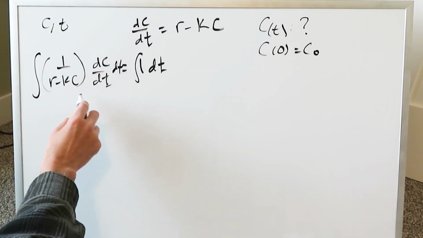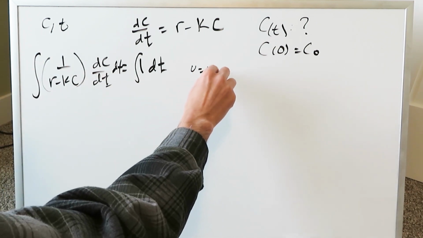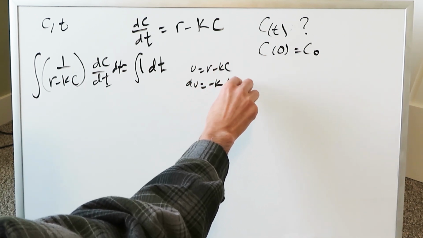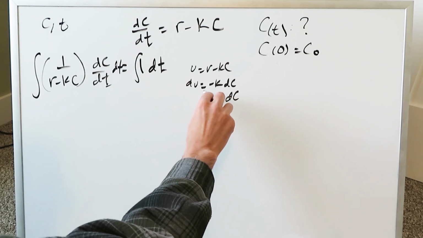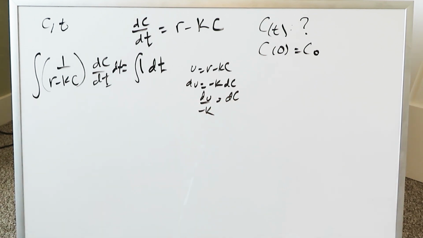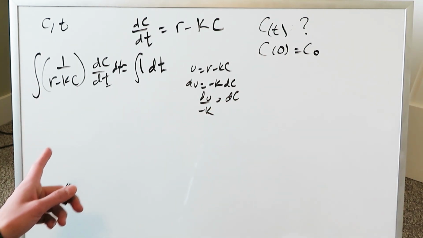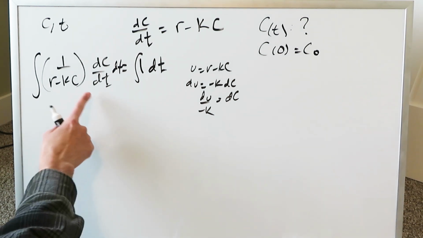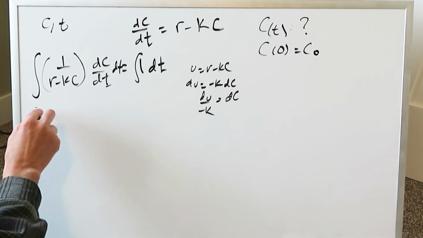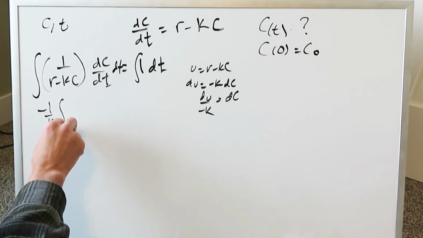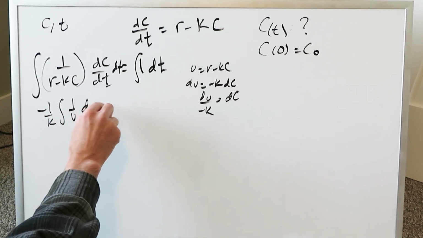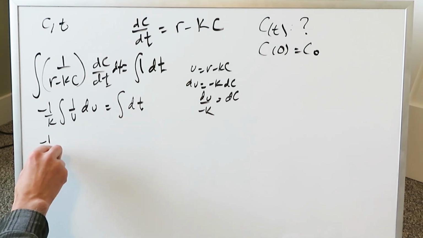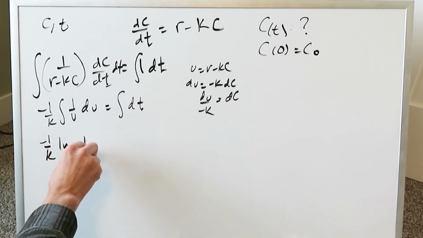When you're looking at this, you can do a u substitution. If u is equal to r minus kC, then du is equal to minus k dC, and dC is equal to du divided by minus k. Remember, separation of variables is one way. The linear style using the integrating factor is another way. That's the easier way. This is the harder way. We're doing them both. You have minus 1 over k integral of 1 over u du is equal to the integral of dt. When you're doing this, you have minus 1 over k natural log u.